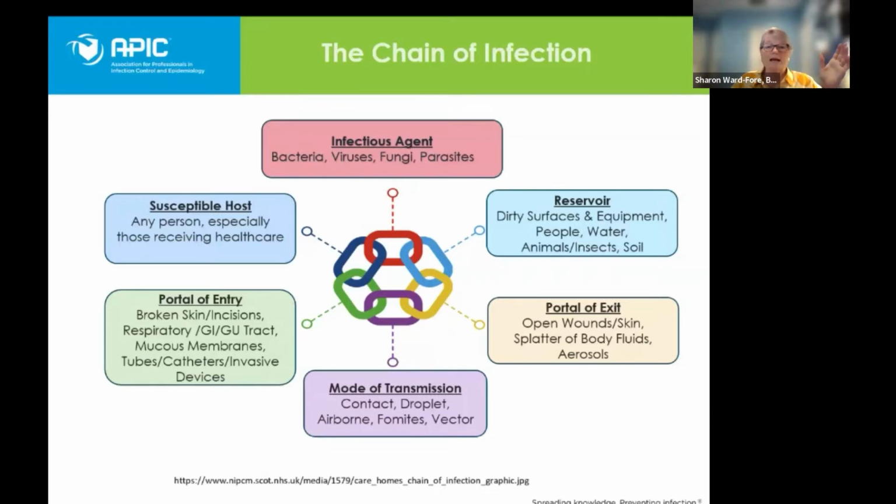So this could be landing on a mucous membrane, it could be being breathed in or entering through a wound or an invasive device. Now, what's interesting is that pathogens tend to enter the body of the host through the same route they exited the reservoir. So pathogens from one person's sneeze can enter through the nose of another person. It's kind of cool. 6 is the susceptible host, and that is the person who is vulnerable to infection.